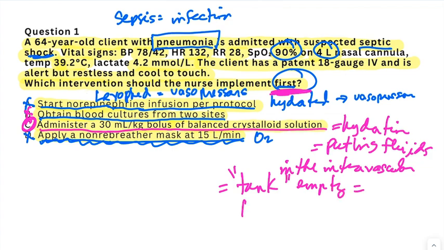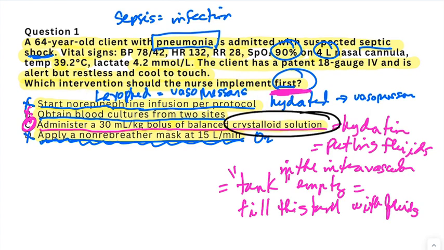So we need to fill this tank with fluids, right? And the fluids in this case, y'all, is crystalloid solution. So what is crystalloid? They're similar to isotonic solutions. So for the purposes of septic shock, the best solution would be normal saline.